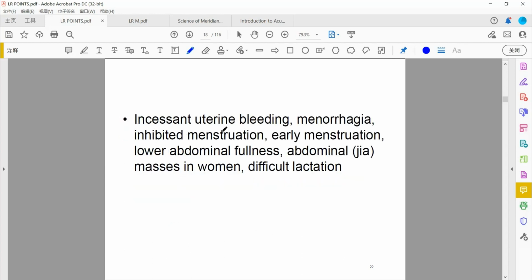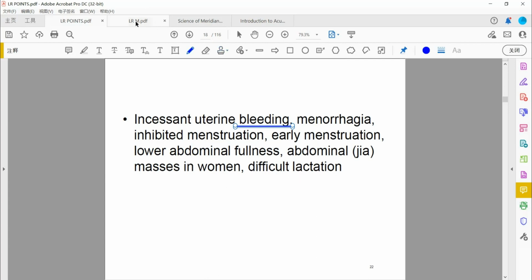Again, women's problems, like bleeding, menstrual problems, abdominal masses in women, could be some tumors or cysts in the reproductive system. Difficult lactation. Yeah, the liver meridian too.